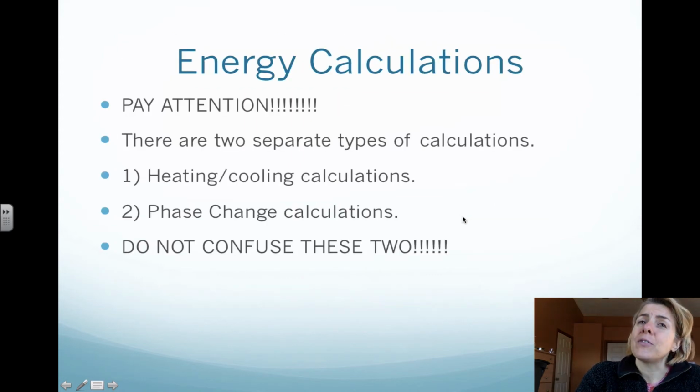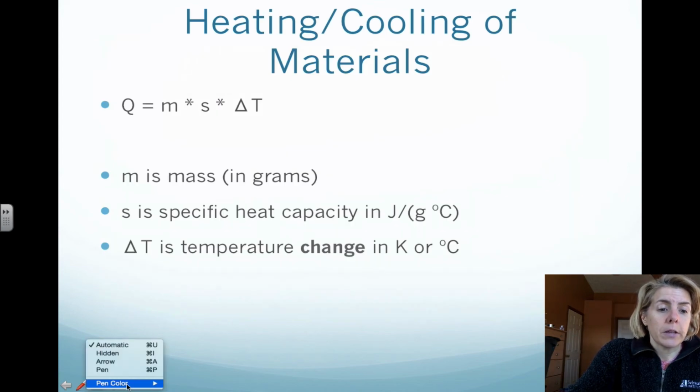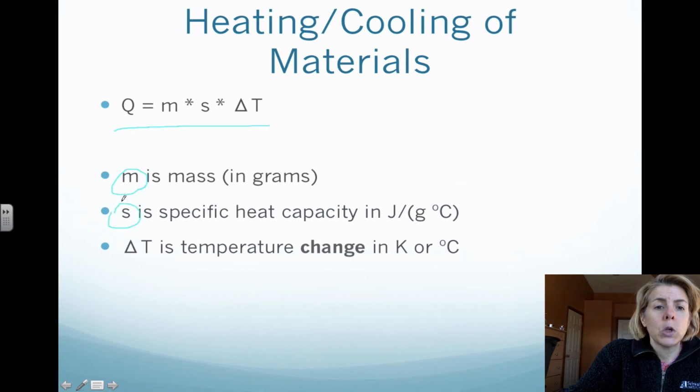Okay, now we're going to do a series of energy calculations in class. So there's a very important difference between the two types of calculation. You're going to have what we call heating and cooling calculations, and we have phase change calculations. And I will point out the difference between the two. So for heating and cooling, this is the first type of calculation that we will practice, and this is the formula that you need to know. Please note that M is mass, S is specific heat. You have to be given specific heat. And then T is the delta T difference, and it has to be either Kelvin or Celsius.